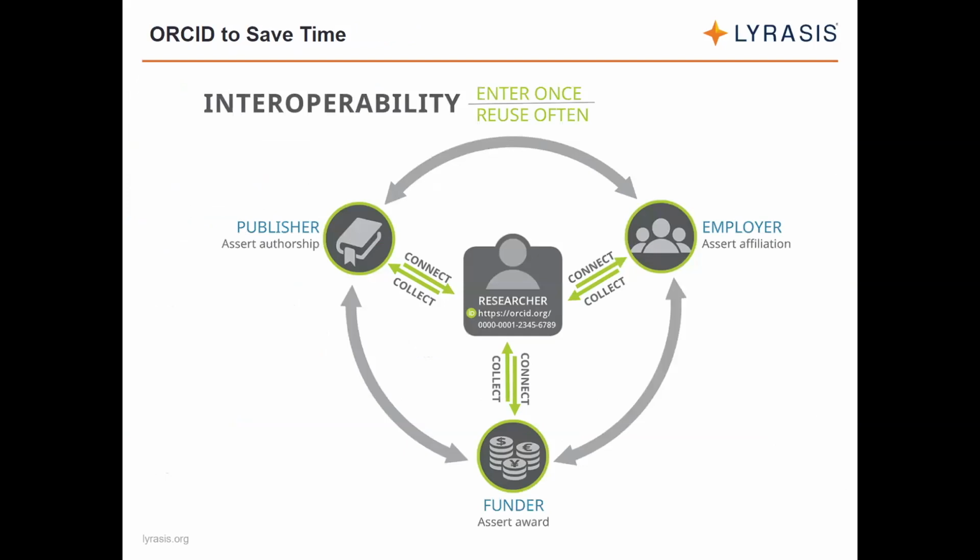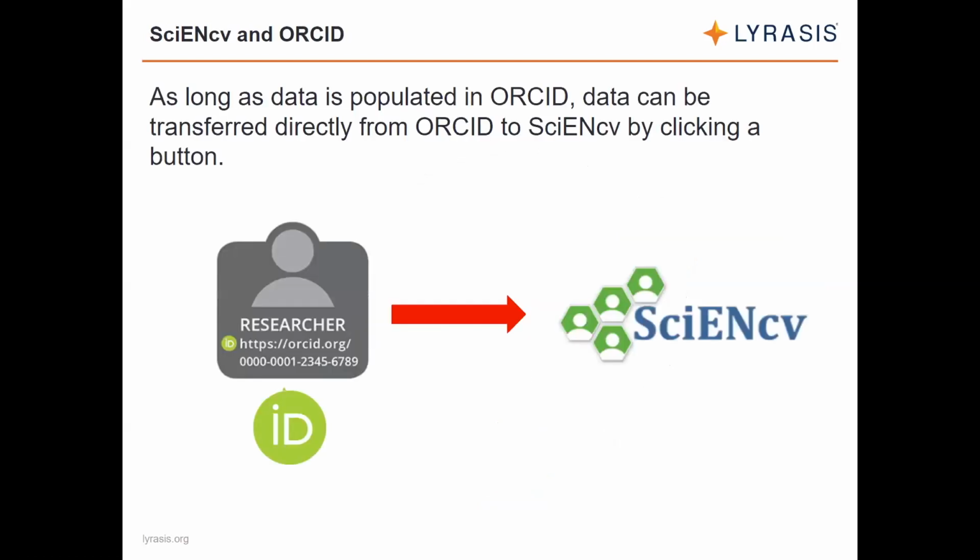A growing number of publishers, funders, and employers, like universities, are integrating their systems with ORCID so they can add information to your ORCID record for you, as well as read data directly from your ORCID record, so you don't have to fill out forms over and over again when publishing, applying for grants, or reporting on research activity, for example. SciENcv is one of the platforms that is integrated with the ORCID API, allowing researchers to transfer data from their ORCID record into SciENcv by clicking a button, rather than having to retype everything manually into SciENcv.